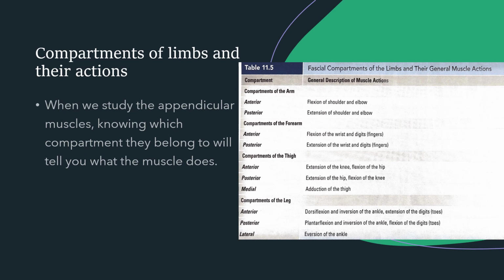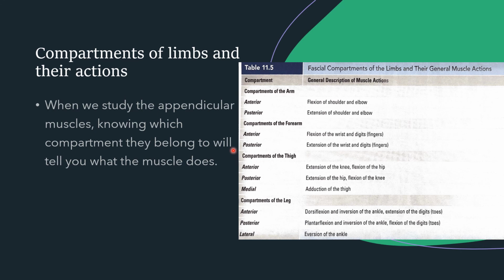Let's finish off by talking about the compartments of the limbs and their actions. When we study the appendicular muscles, knowing which compartment they belong to will tell you what the muscle does. So for example, you got the anterior compartment of the arm, which flexes the shoulder and the elbow. So the main purpose of the anterior compartment is to flex the elbow. The posterior compartment extends the elbow. The anterior compartment of the forearm flexes the wrist and digits. The posterior compartment of the forearm extends the wrist and digits.